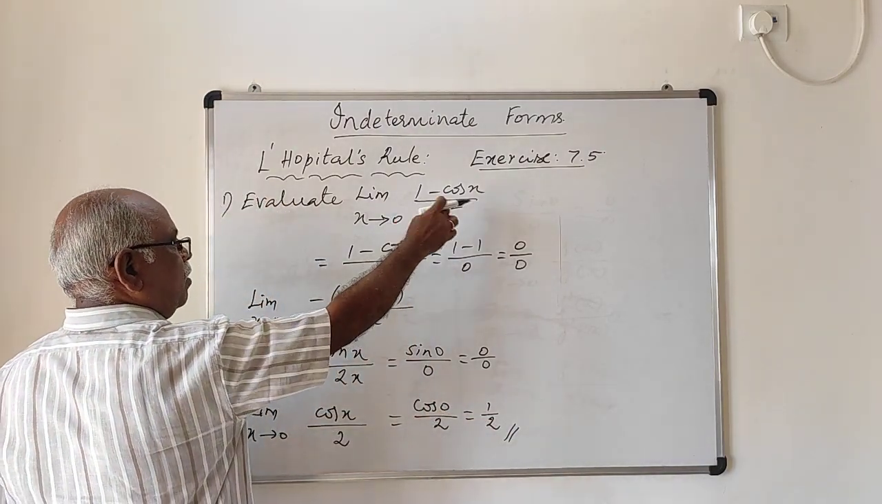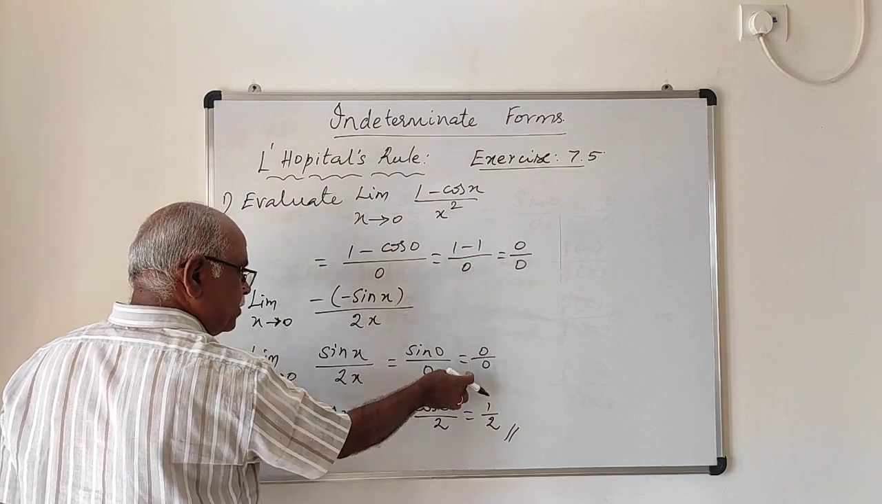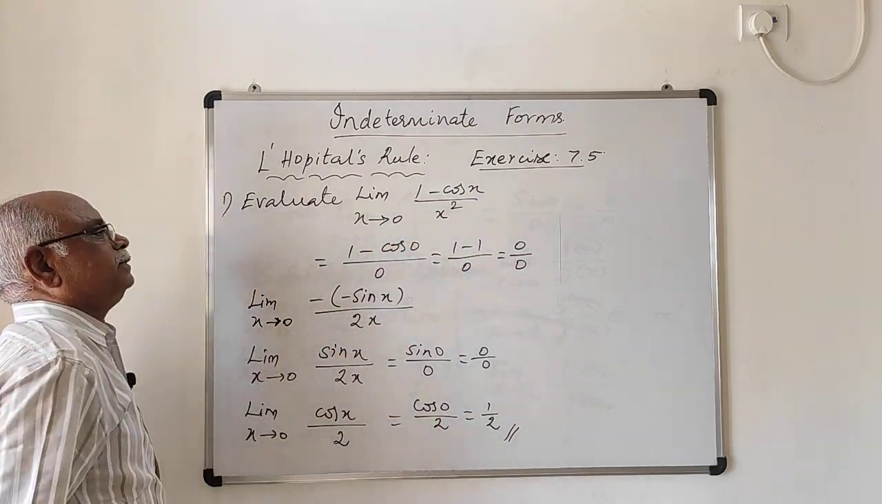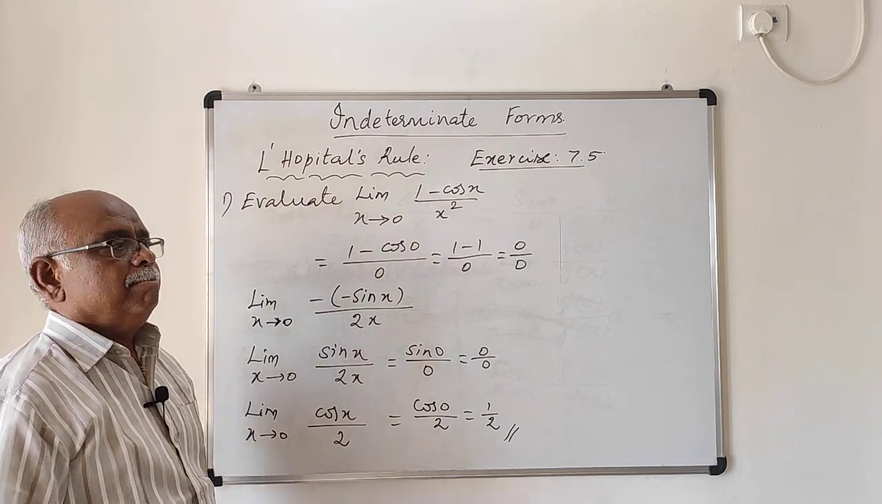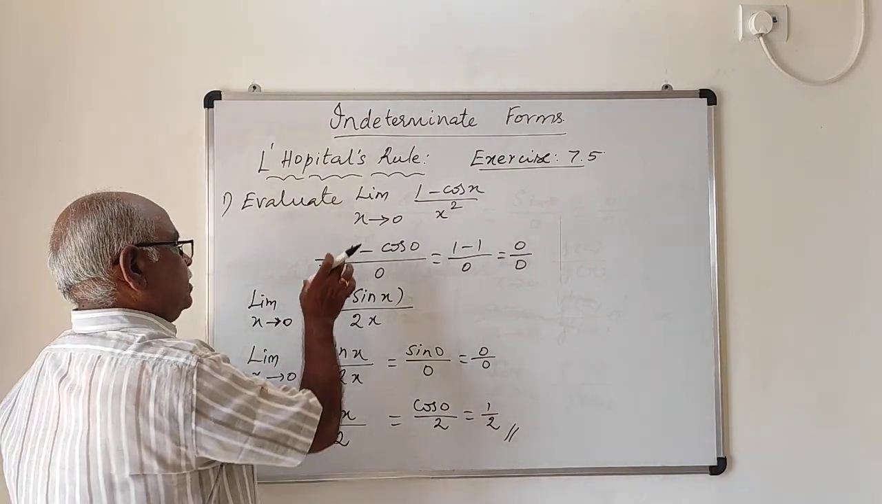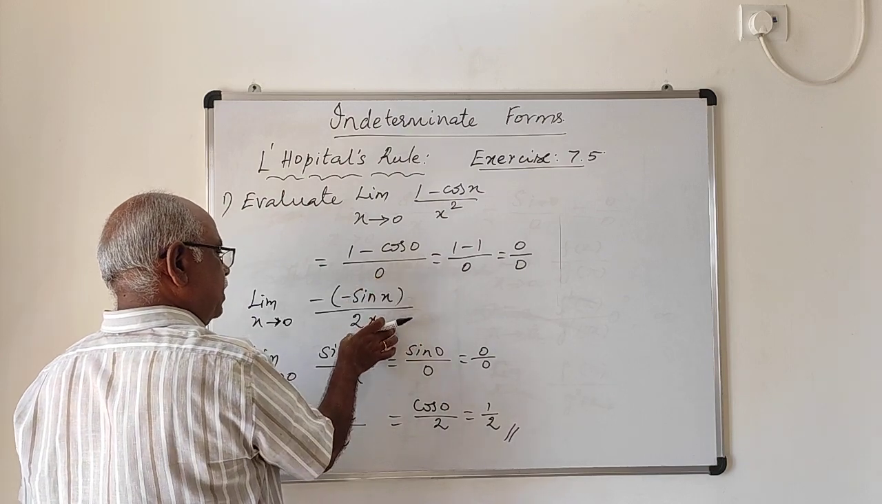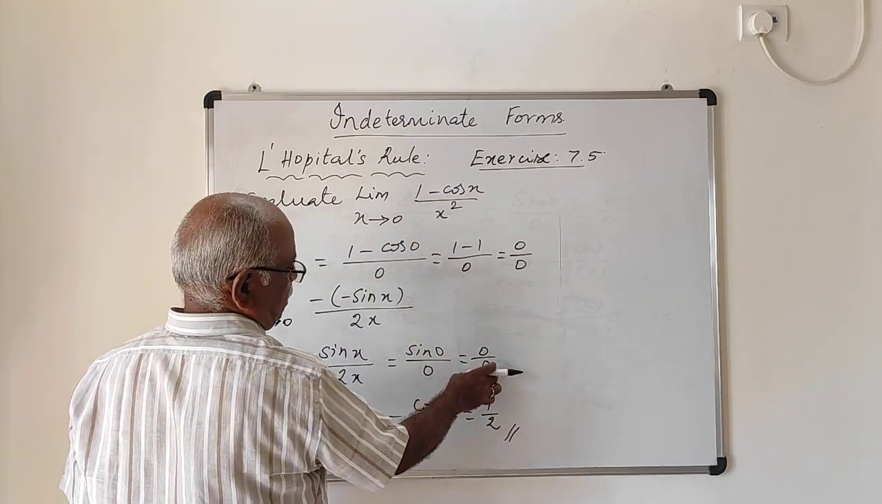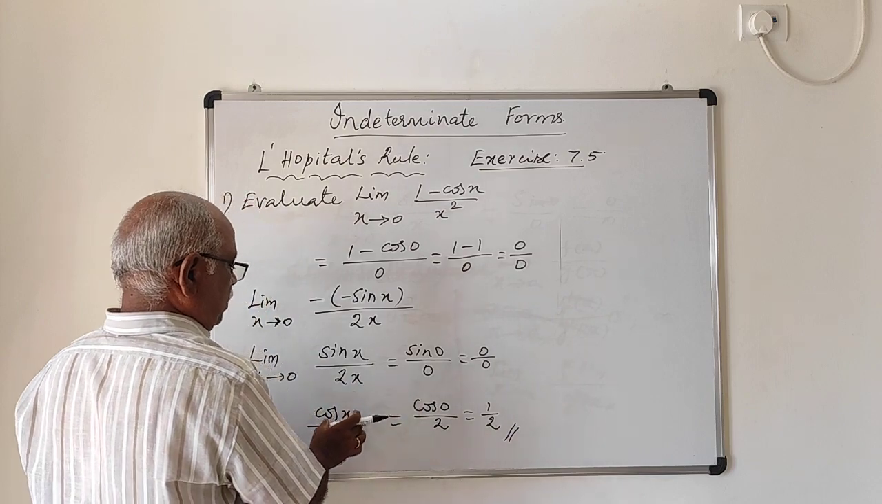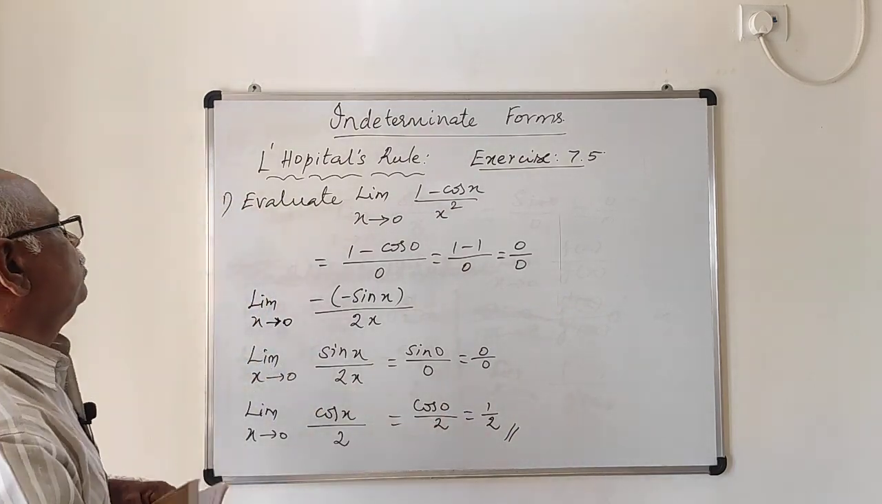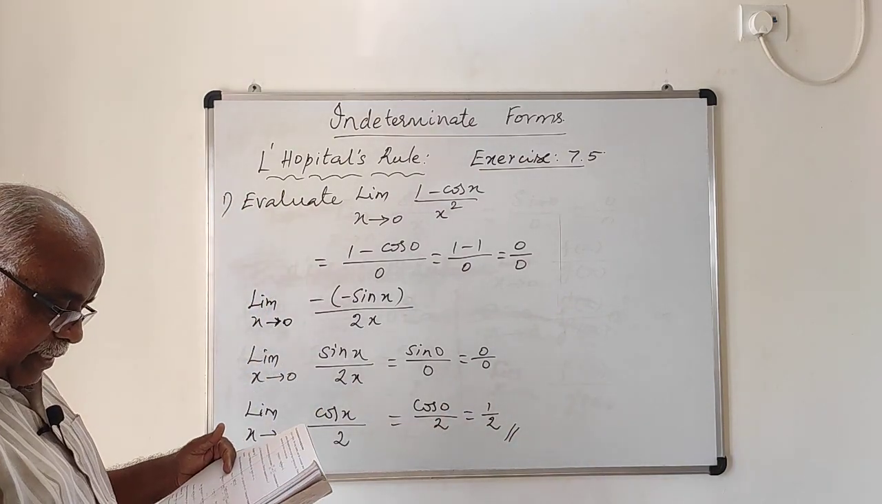For this problem, after applying L'Hopital's rule 2 times, you will get the answer. Just applying the limit, you will get an indeterminate form. By L'Hopital's rule, differentiating numerator and denominator separately, again you will get the indeterminate form. Further you apply L'Hopital's rule, you will get the answer. That's all about problem 1 in the exercise.